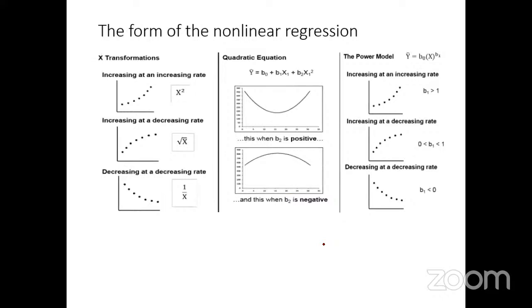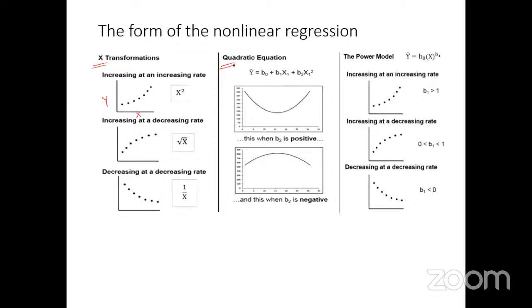While studying nonlinear regression, we have to consider some more points. While we are making the transformation of the independent factors, we have to consider what changes occur. Let us consider if you make the square transformation, it shows increasing with increasing rate with respect to x and y. If you take the square root, it means increasing with decreasing rate. If you take the inverse of your variable, it is decreasing with decreasing rate. Okay.